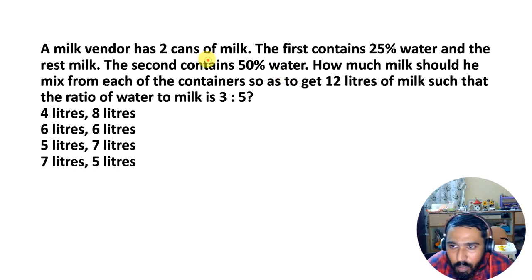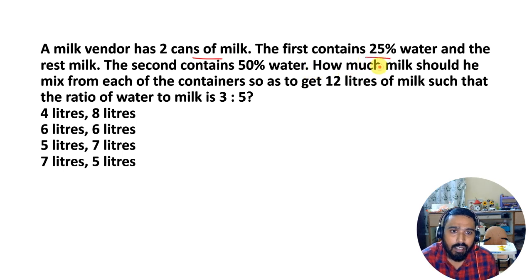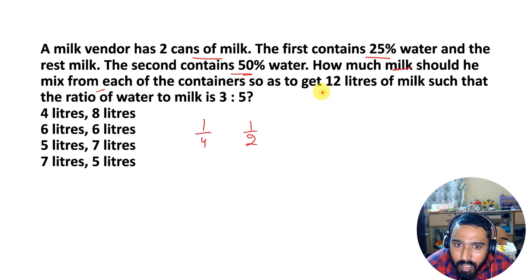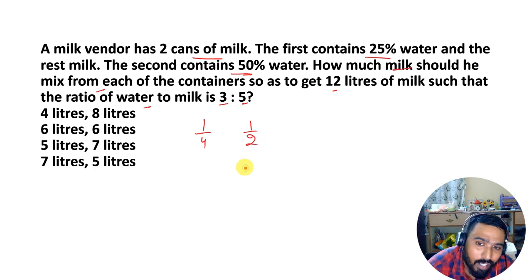All right, next one. A milk vendor has 2 cans of milk. First contains 25% water. That means 1/4 of water. The second contains 50% water. That means half of water. How much milk should be mixed from each of the containers so that to get 12 liters of milk, such that the ratio of milk and water should be 3:5?